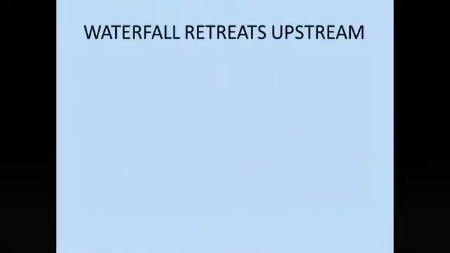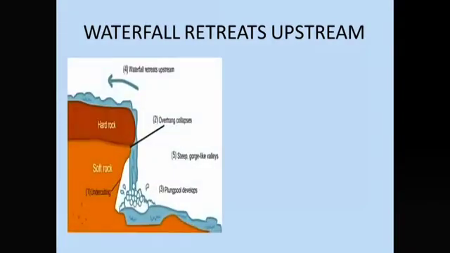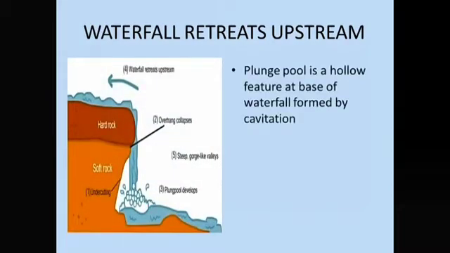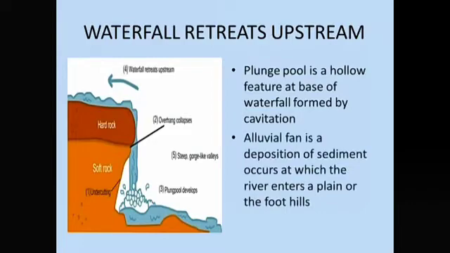Next is waterfall retreats upstream. Here it is the plunge pool, a hollow feature at the base of a waterfall which is formed by cavitation. An alluvial fan is a deposition of sediment that occurs where the river enters a plain or the foothills.